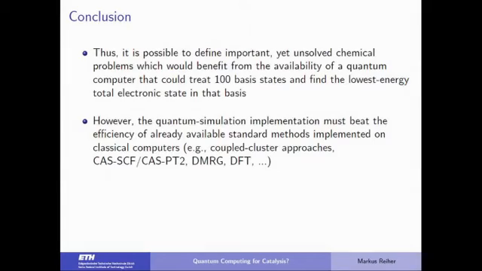That's basically everything I wanted to tell you about. So my conclusion here is the following. I think it is possible to define important yet unsolved chemical problems that would benefit from the availability of a quantum computer if it could treat 100 molecular orbitals. If it's only 50 molecular orbitals, well, I don't know whether it's worth the effort. It's important to know that whenever you do such a quantum simulation, you must be able to beat all the standard methods that are around, like coupled cluster, CASSCF, perturbation theory on top of CASSCF, DMRG or DFT.